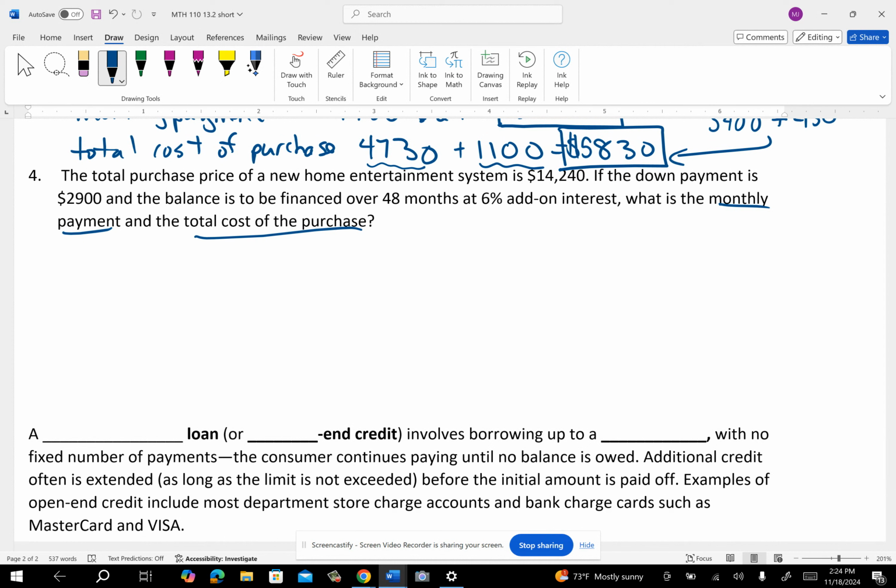Okay. So we need to get the amount that was actually financed. It wasn't that whole entire $14,240. The amount borrowed would actually have been the $14,240 minus the $2,900, the down payment. So that's $11,340. It's not an answer to the question, but I need it to be able to calculate the rest of this. Okay.